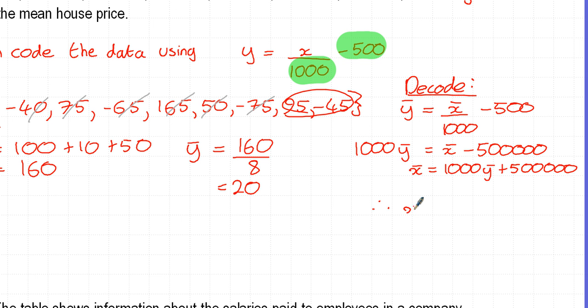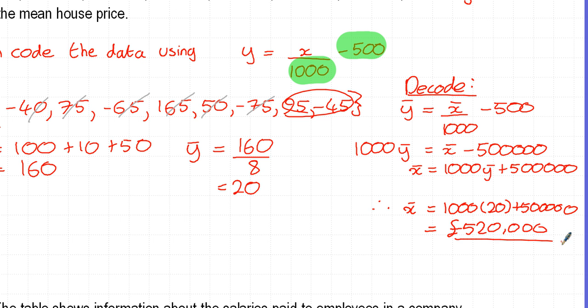So therefore we can actually work out x bar, which is 1000 times what y bar was, plus 500,000. So the mean house price there will be 520,000.